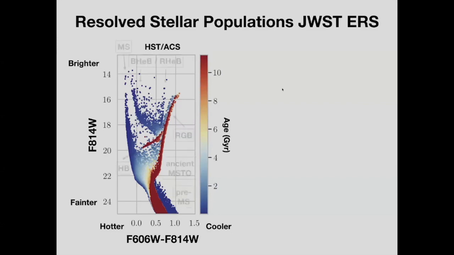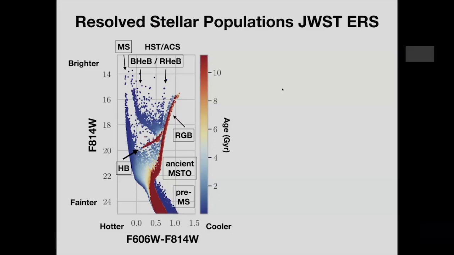Just to orient you, many of these features you see in the color magnitude diagram are well-known stellar evolutionary sequences. You probably remember from studying HR diagrams, so things like the main sequence, core blue and red helium burning stars, which are post-main sequence stars above about two solar masses, the red giant branch, the horizontal branch, the ancient main sequence turnoff, which is a great indicator of star formation in the very early universe, and even if you go fainter, there are pre-main sequence stars. And so this is typically what one might see with HST.